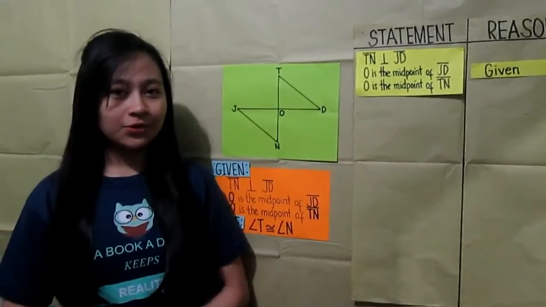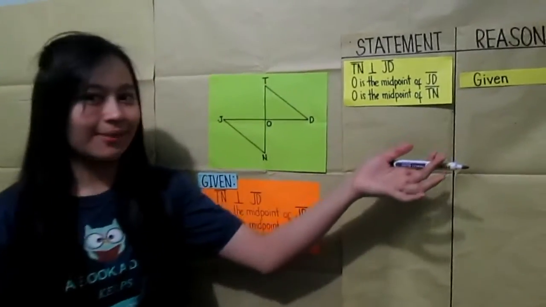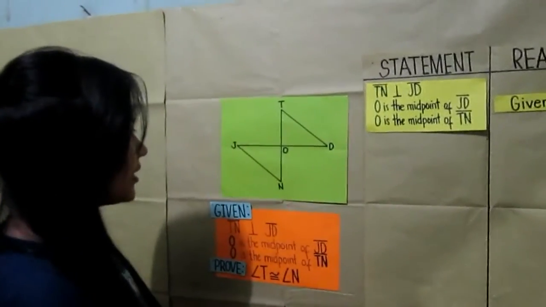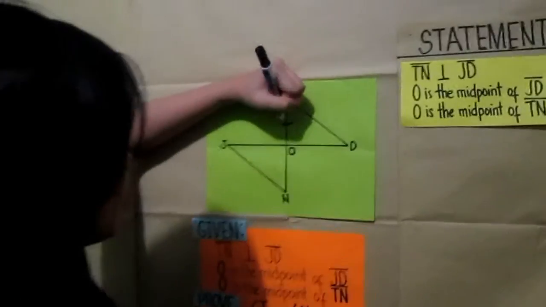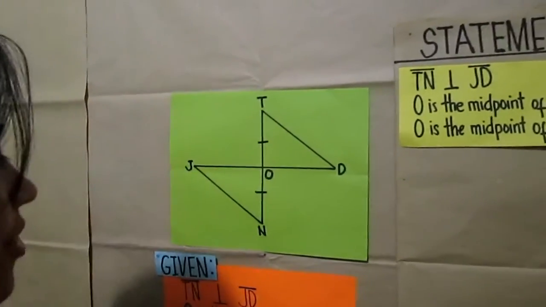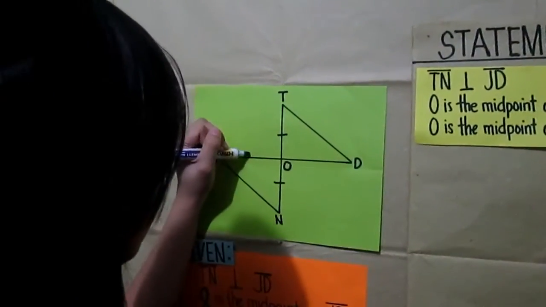I'm going to use markings for you to understand the statement further. First is line segment TN, which is clearly here. And then the next marking should be line segment JD.